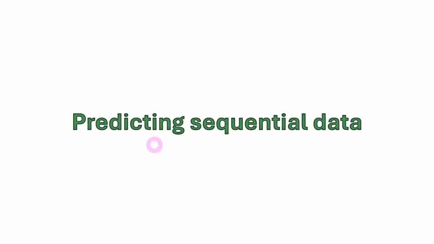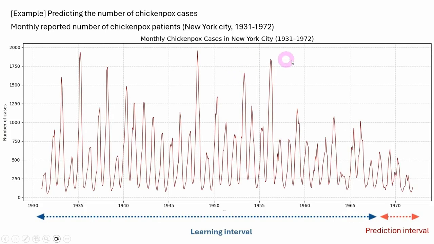The first example I want to introduce is prediction of series data, specifically forecasting future values. Take a look at this graph. It shows the monthly reported number of chickenpox cases in New York City from 1931 to 1972. This is quite old data, but it's a classic time series. The numbers are recorded month by month.